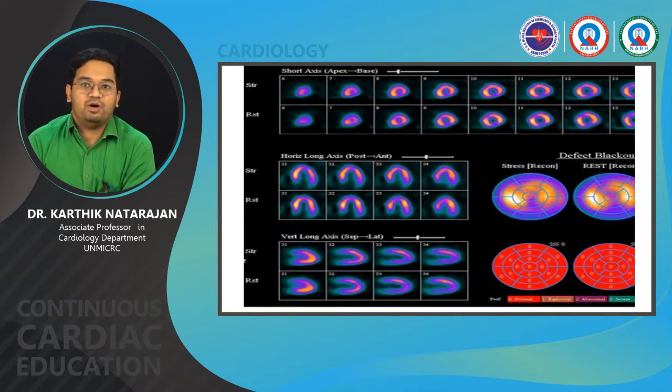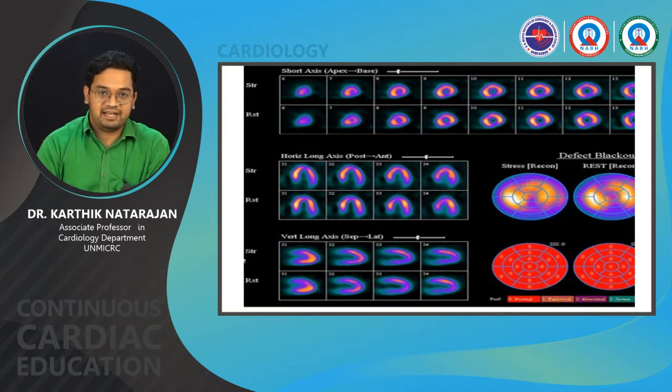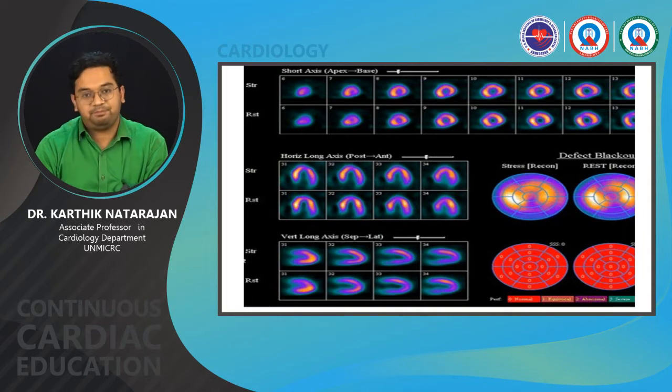So this is how the reporting of a SPECT MPI is done. You have the upper row showing a stress image and the lower row showing a rest image in the 3 basic views. The short axis view going from the apex to the base, the horizontal long axis view going from the posterior to the anterior part of the heart, and the vertical long axis view going from septum to lateral.